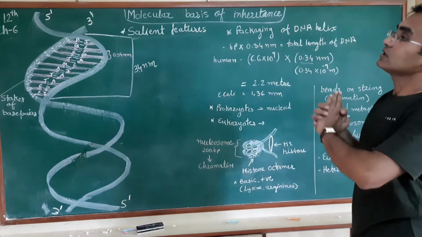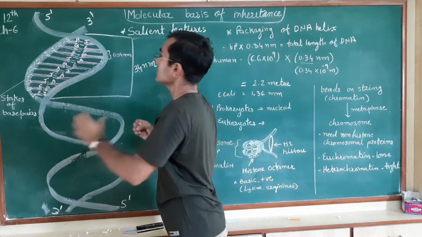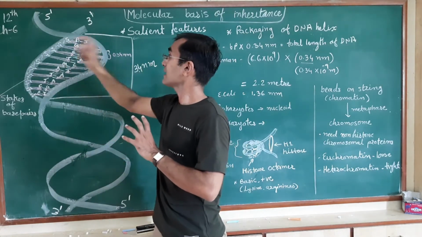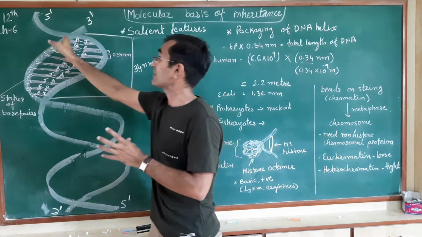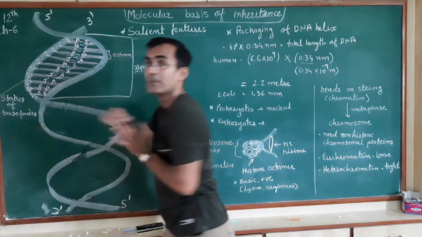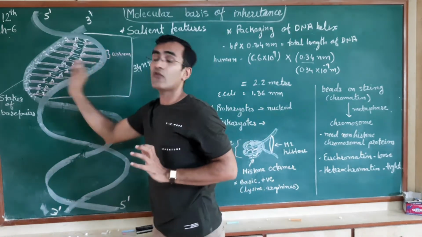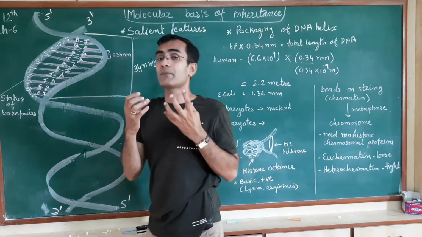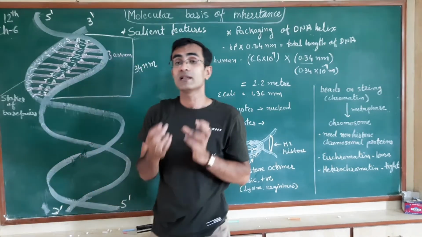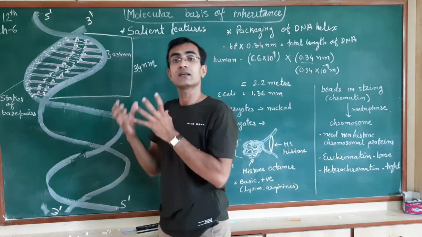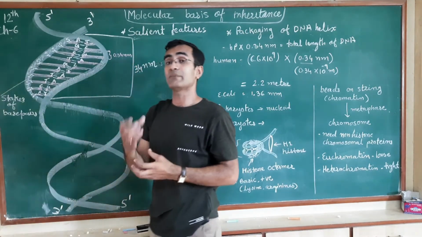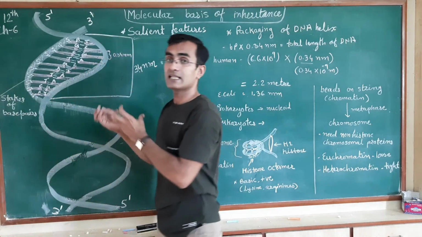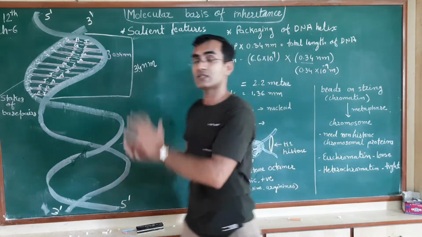Now if we talk about the bonding. As we know, there will be a presence of phosphodiester bond and N-glycosidic linkage inside the backbone, but there will be a presence of hydrogen bond between two nitrogenous groups. There are two different nitrogenous groups: purines and pyrimidines. Purines contain adenine and guanine, whereas pyrimidines contain cytosine, uracil and thymine.